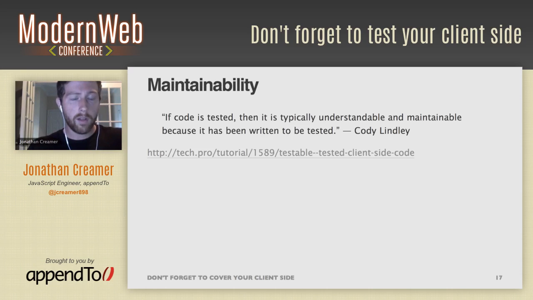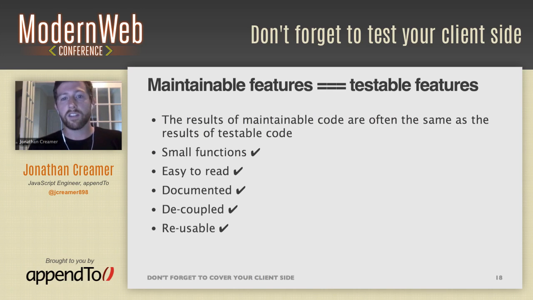So another reason that we want to make sure that we're testing our code is for maintainability. There's this really awesome quote here by a great JavaScript developer named Cody Lindley, and it's in an article on TechPro. And he said, if code is tested, it's typically understandable and maintainable because it has been written to be tested. And this is something that, as I've been doing unit testing, I have found to be very true, that a lot of times a maintainable feature is testable, and vice versa. Testable features tend to be maintainable features.